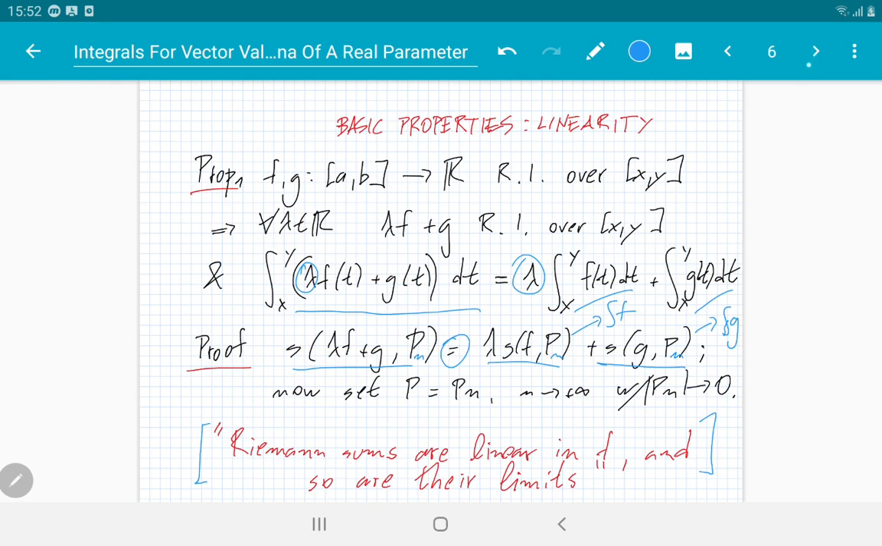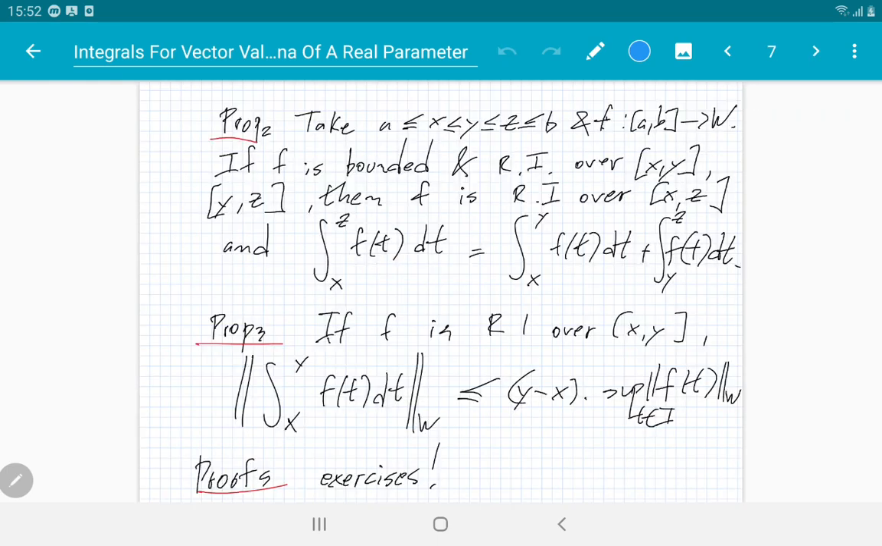Okay, so we proved this in some degree of detail. Here are two other properties that I'm going to leave as exercises. They're not difficult, but they require a little bit of thought. The first one is proposition 2. It says that if f is Riemann integrable from x to y and from y to z, then it's also Riemann integrable from x to z, and the integral from x to z is the sum of the integrals from x to y and from y to z, except that we need to assume that f is bounded.